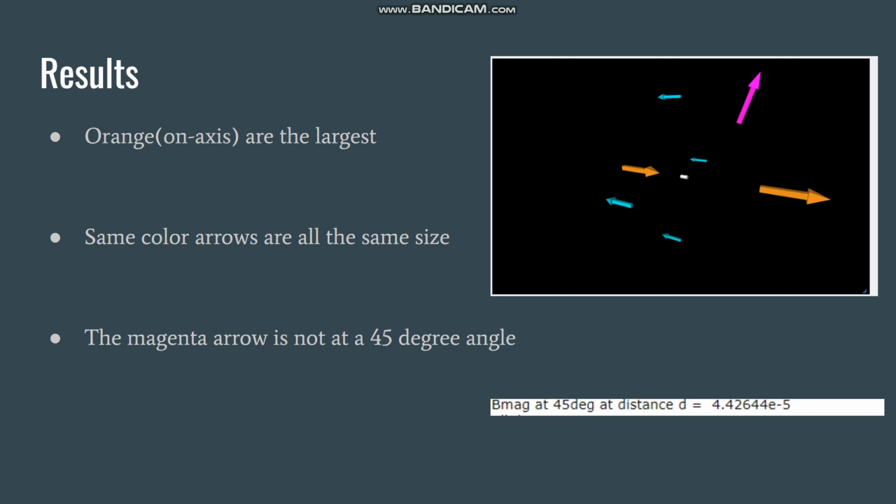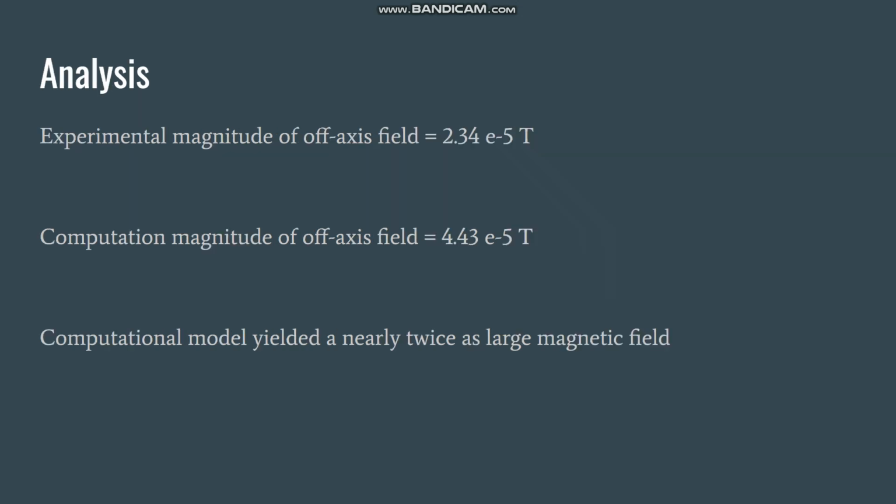And as you can see here, some important notes are that the orange arrows here are the largest, and then all of the same color arrows are the same size. And one thing that's very interesting is that the magenta arrow is not actually at a 45-degree angle. Also, something important to note is that the magnitude of this off-axis field computationally was about twice the size of the experimental results.